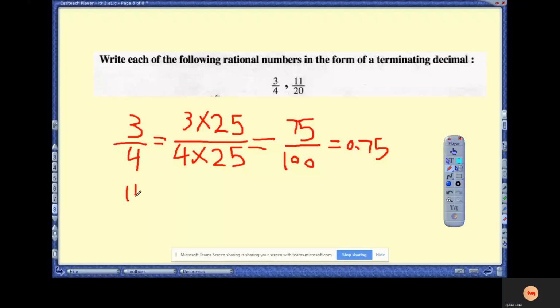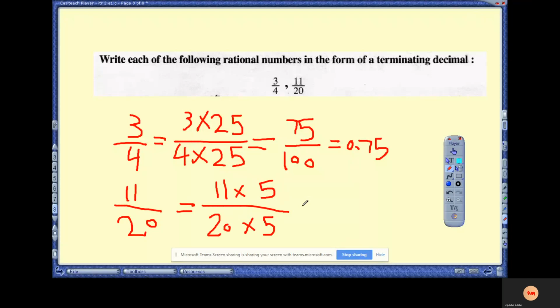11 over 20. You will make 20 into 100 by multiplying by 5, and 11 also multiplied by 5. You will get 55 over 100. It will be 0.55.